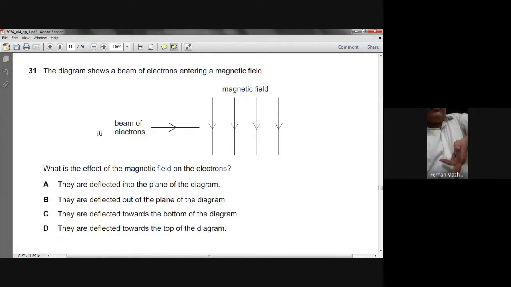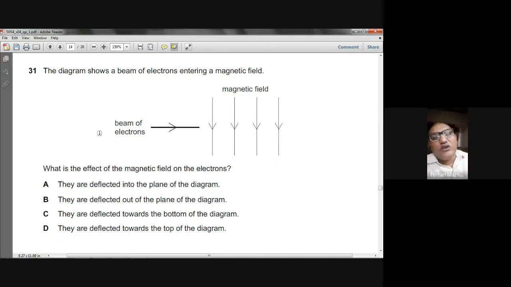My thumb is pointing into the screen, or into the paper. The magnetic field is going downward. The charged particles are going to the right side, from left to right. My thumb is pointing into the screen, but there's a problem.